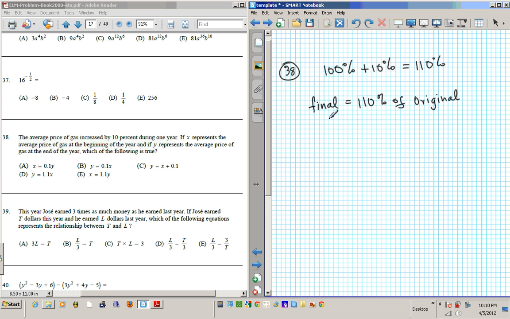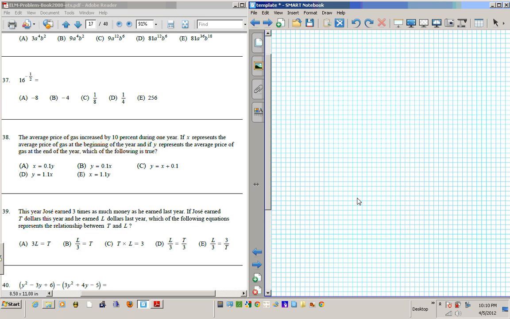So the final price was Y, and 1.10 in math is basically you take the decimal point and move it forward twice because you're dividing by 100. So it's going to be 1.1, and then the original amount was the amount at the beginning of the year, which was X. Okay, so final was Y, original was X, so Y equals 1.1X. So your answer is basically D. Okay? Alright, let's move on to 39.